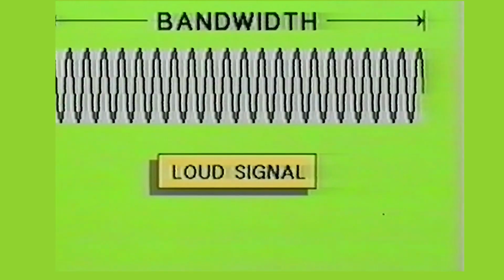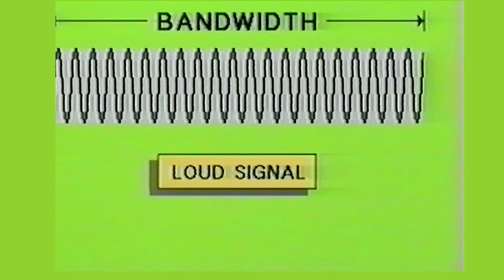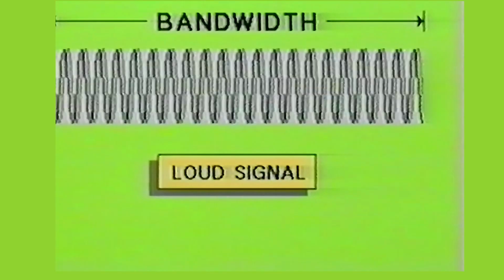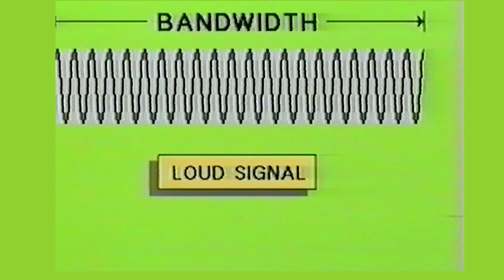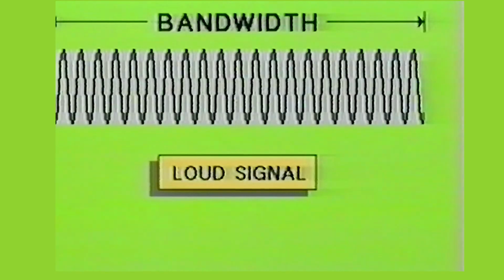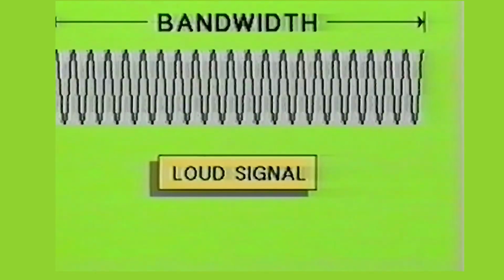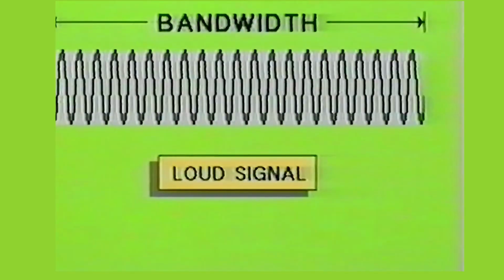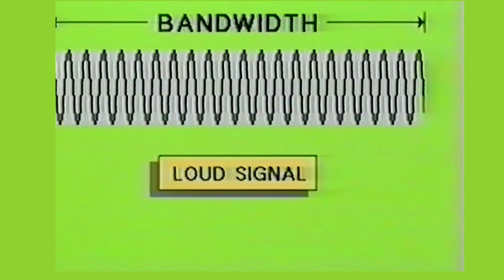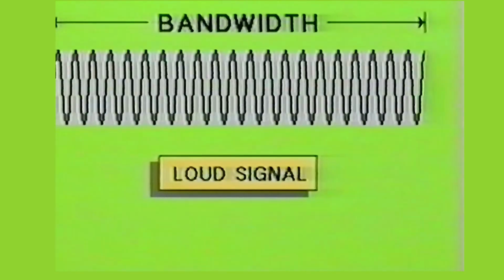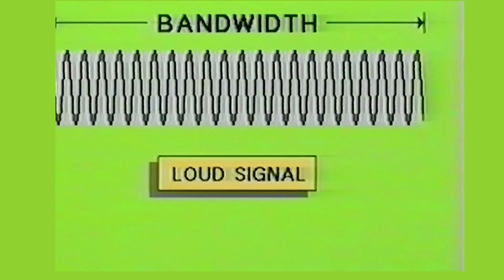For example, if a loud signal were transmitted on the FM carrier wave, the result would be more cycles being produced within the specified bandwidth. This increased frequency would be demodulated by the FM receiver to reproduce a duplication of the original information being transmitted. Thus, a loud signal would be heard at the receiver.